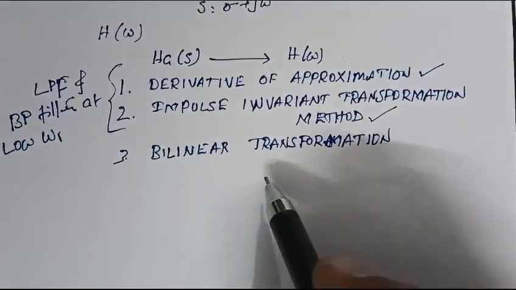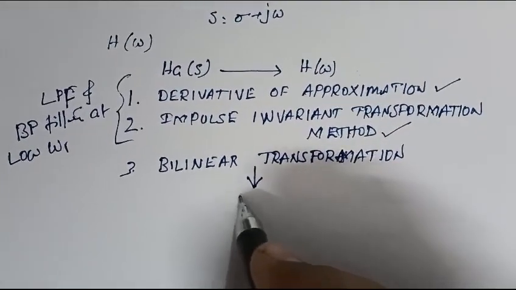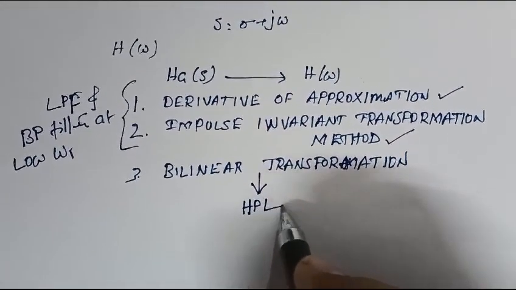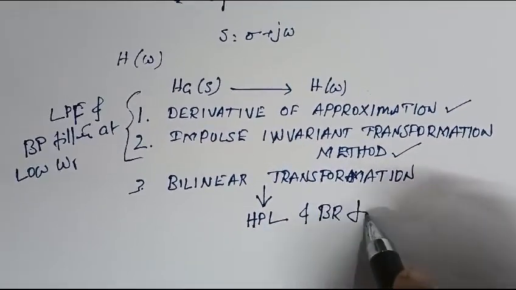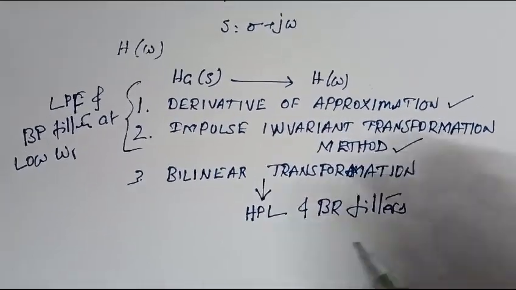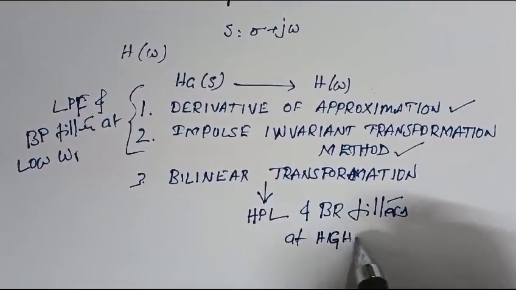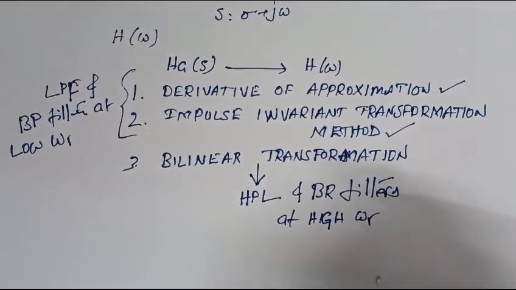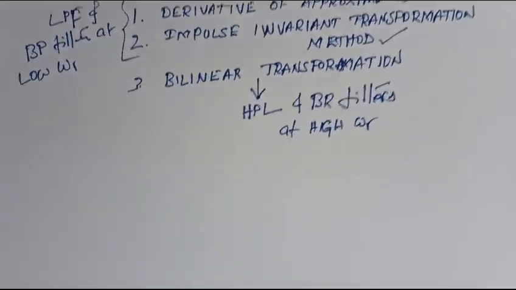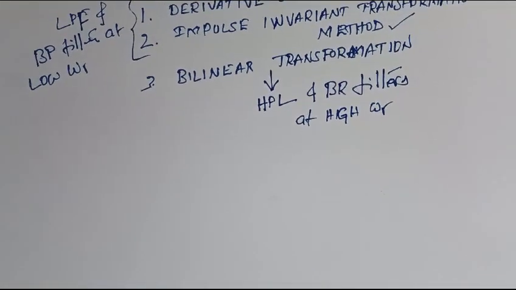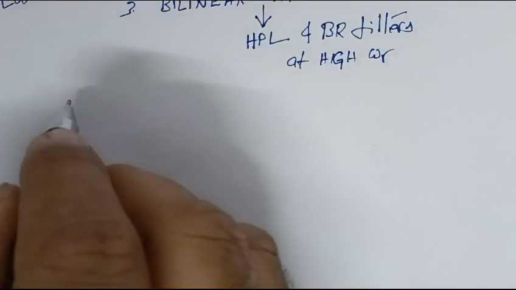This problem has to be overcome with the help of the bilinear transformation, which is suitable for designing high pass filters and band rejection filters at high resonant frequencies omega r.